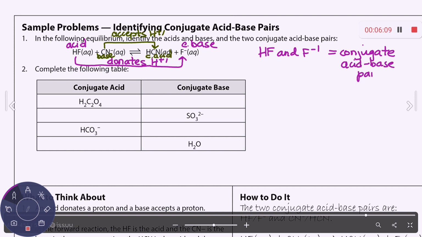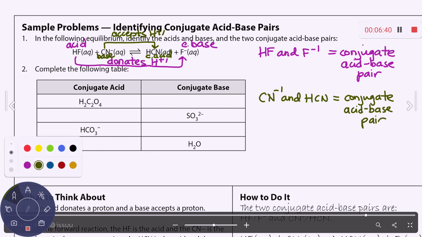And the other would be CN negative 1 and HCN. So if this were a free response question, like on a test, make sure you are including the charges if there are any on the ions. Does that make sense? If you just gave me HF and F, it wouldn't be right. It would have to be HF and F negative 1. Okay? One more problem.